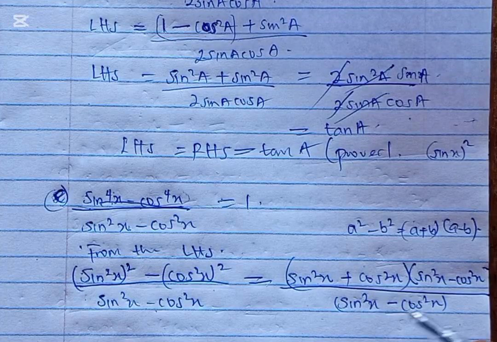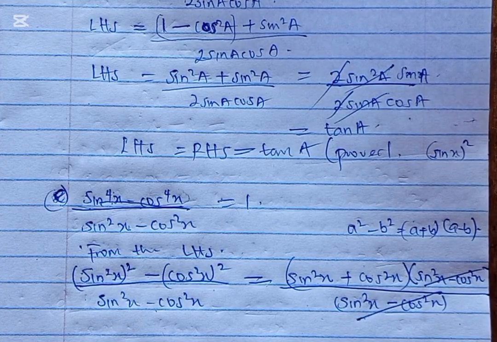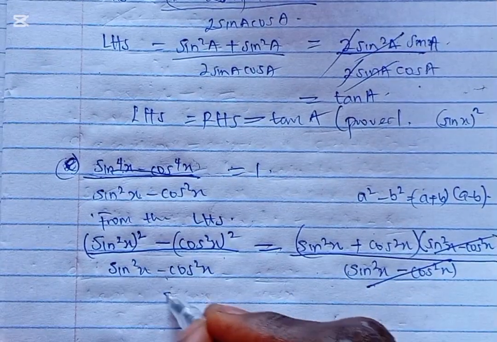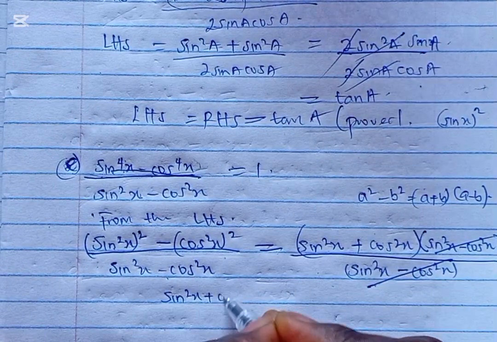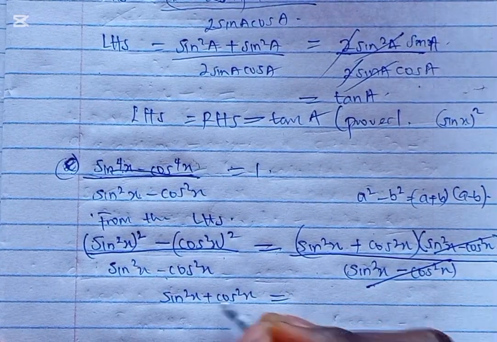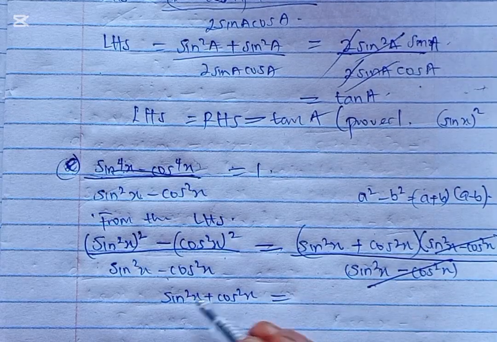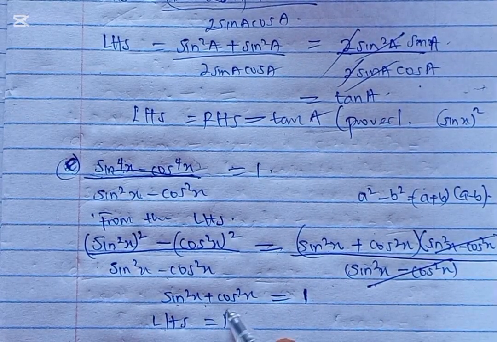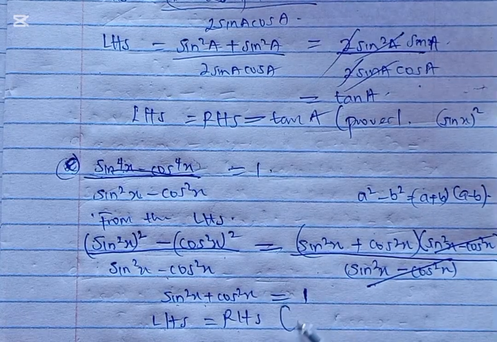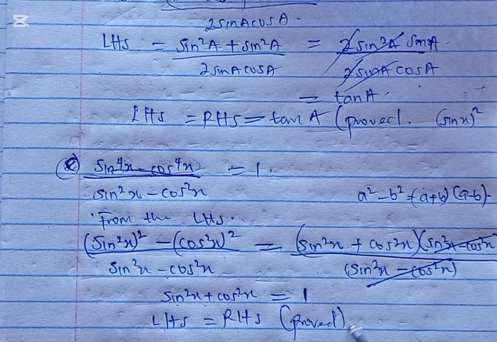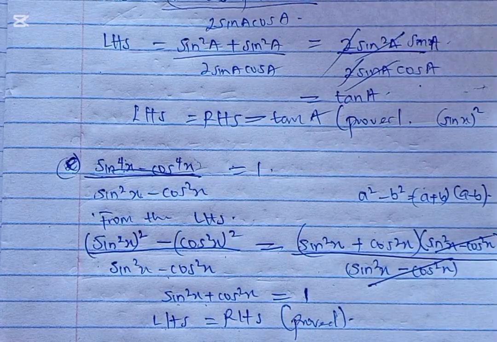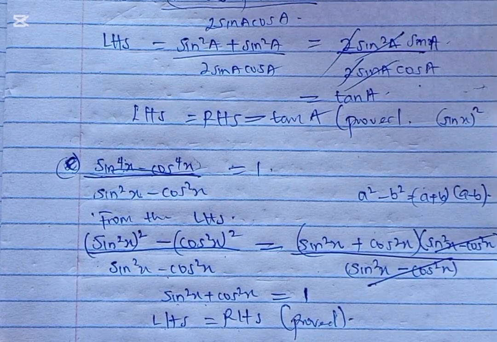Okay, now I can say that this one cancels this one. You see, as simple as that. And I have sine square x plus cos square x left. And if you remember the equation, this one plus this one will give us 1. So that means left hand side is equal to the right hand side. Therefore, it is proved. That's that. Under that, okay, let's move on to the next question.